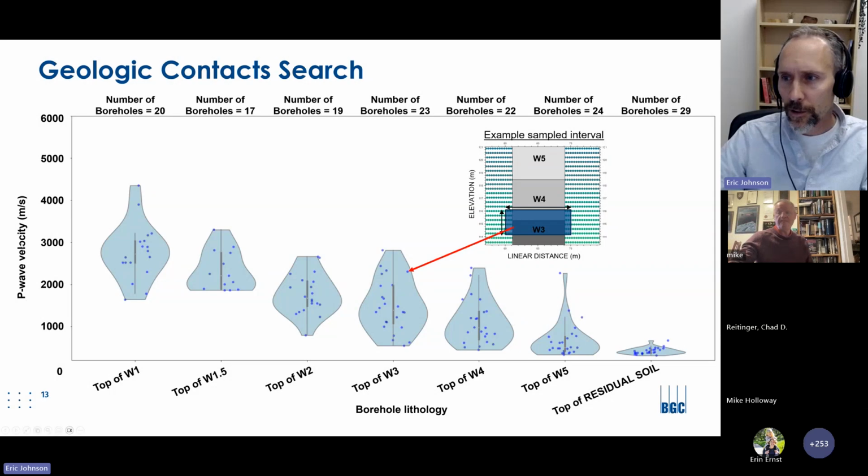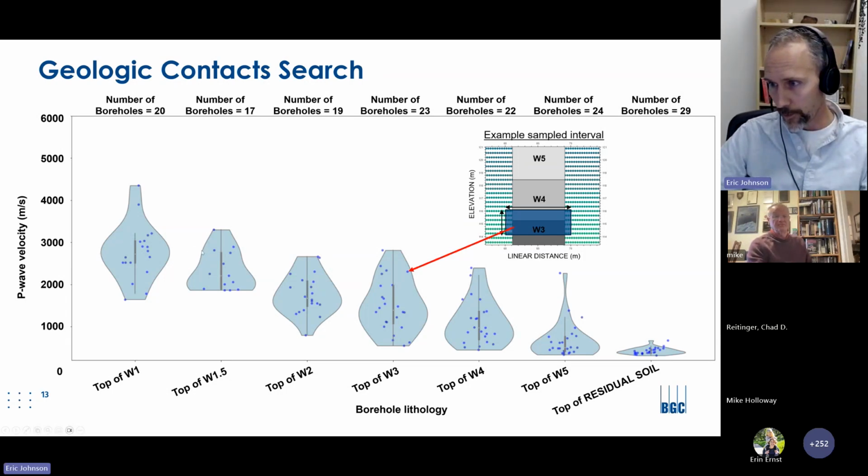So if we measure, say, 2,800 meters per second, it's most likely to be top of W1. And there's a chance that it's top of W1.5, but that's a lesser chance. And then there are no other categories measured at that velocity. So it's likely top of W1.